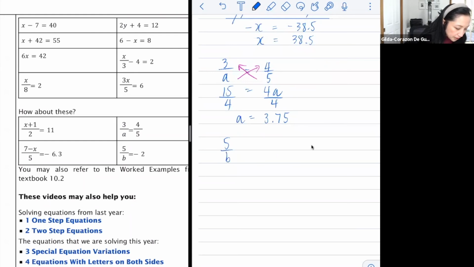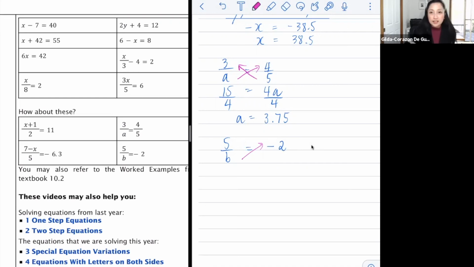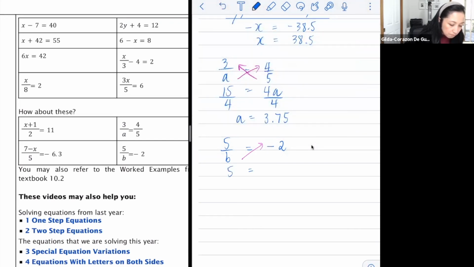5 over b equals -2, right? So again, you cross multiply there. You could do it the same way as what we did here. You cross multiply there and multiply here, but what you know is that the denominator is 1. So save yourself from all that trouble. Just multiply the one that's got the denominator. So you've got 5 here, and then you multiply the b by -2, and therefore you have -2b.